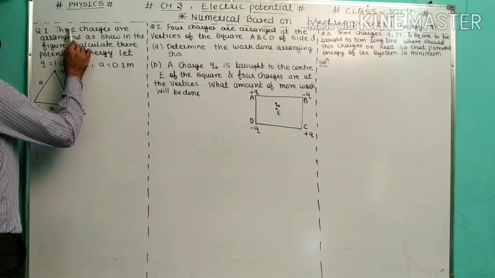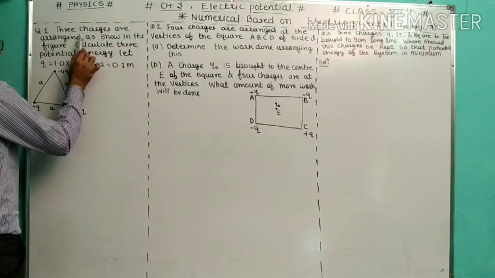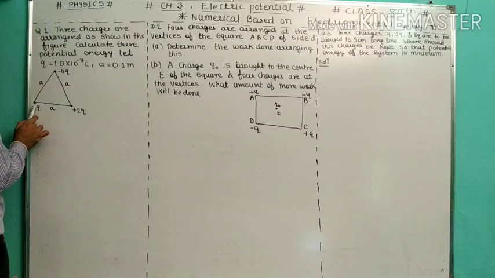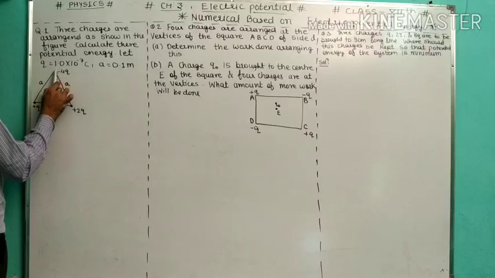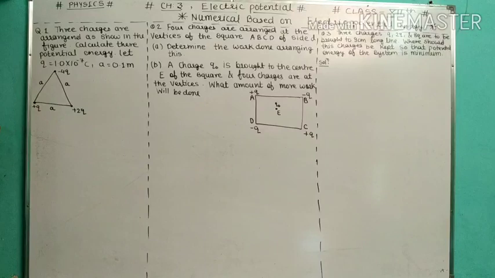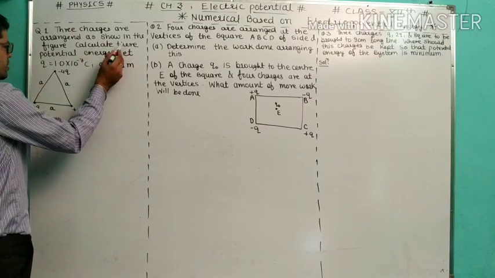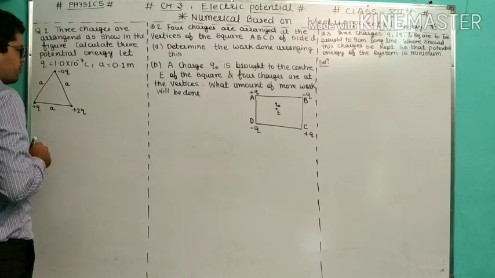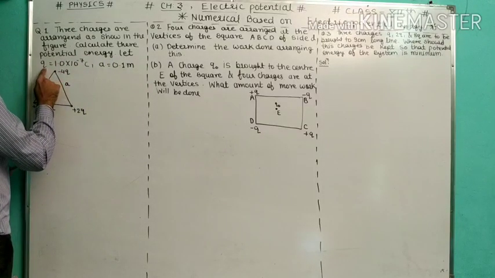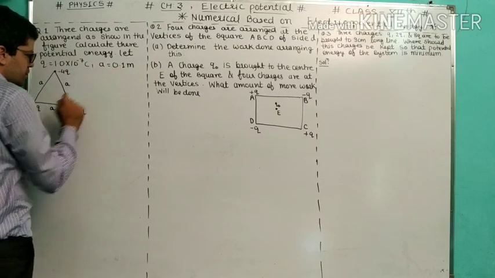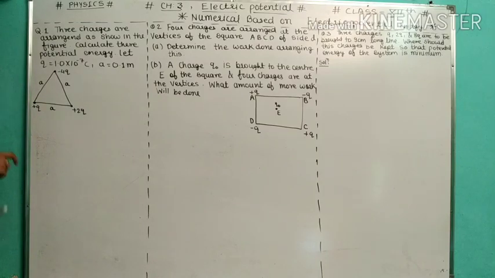Question number 1 is: three charges are arranged as shown in the figure. The figure is given here. A positive Q charge is arranged at the first point, a minus 4Q charge is arranged at the second point, and a plus 2Q charge is arranged at the last point. Calculate their potential energy. So we have to calculate the potential energy. Let the value of Q be 1 into 10 to the power minus 7 coulomb, and the value of a is 0.1 meter.